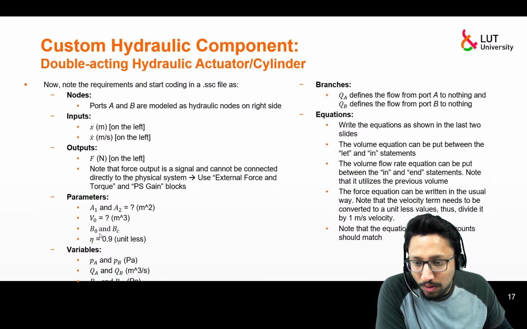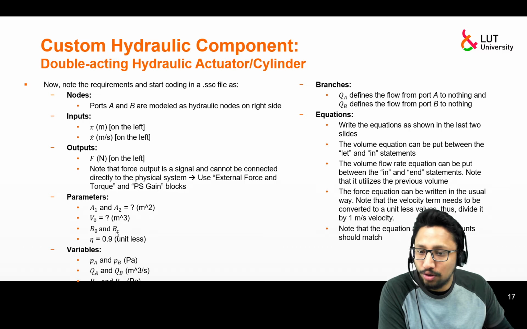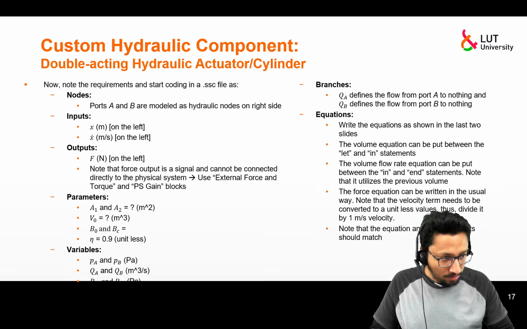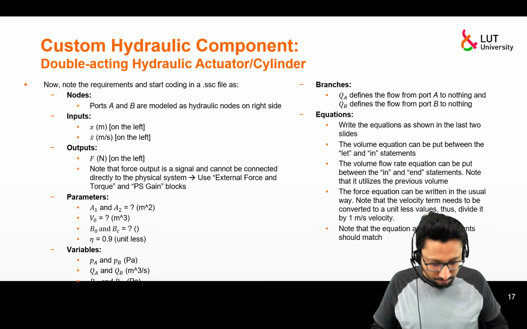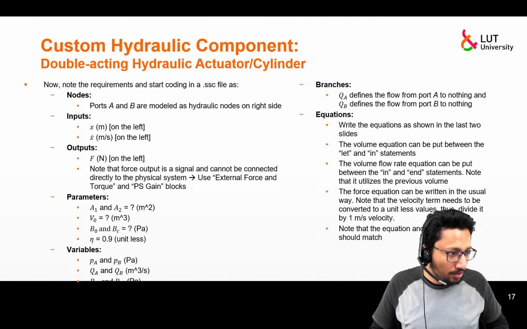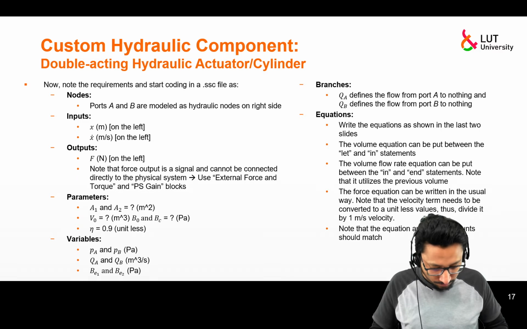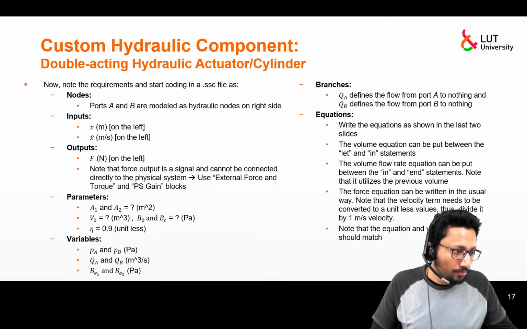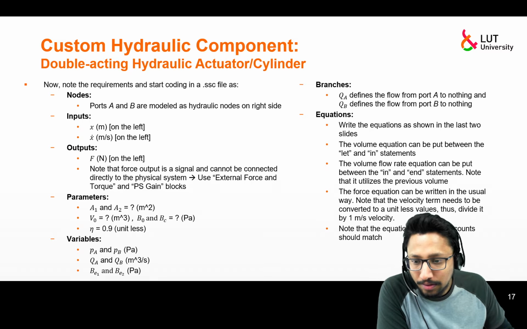Okay, so I have just added this B naught and BC because I realized those are also parameters that you need to figure out, and their unit will be Pascal, I think.